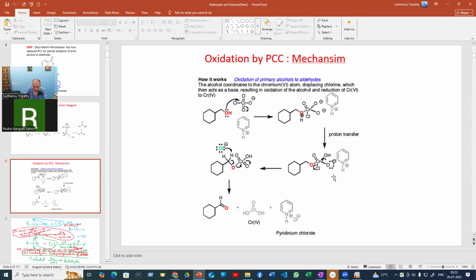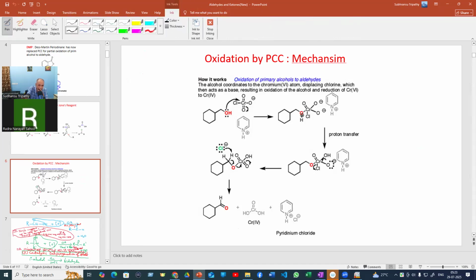You see here, this O loses a proton, and it goes here. It's not shown, we can show it, no problem. You can show it on one of these, so that you get this one, and then this minus charge comes here, and the chloride ion is removed. Here you find there is no chloride ion connected to chromium. Chromium has lost all chloride ion.